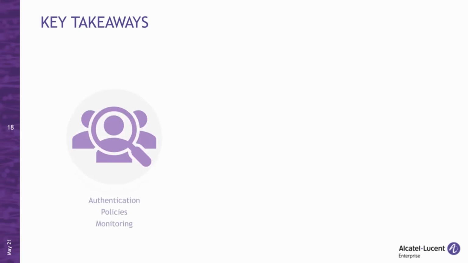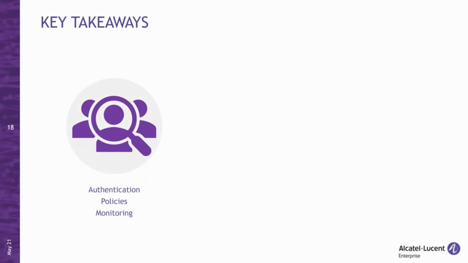Let's wrap up with some key takeaways. A zero trust architecture based on micro-segmentation rests on 3 pillars: authentication with 802.1x EAP-TLS as the gold standard, differentiated policies associated to the user or device role, which go back to the principle of least privilege, and continuous monitoring and quarantine.